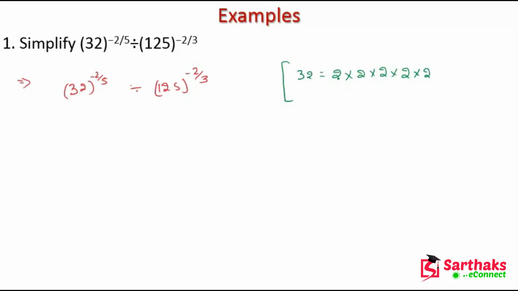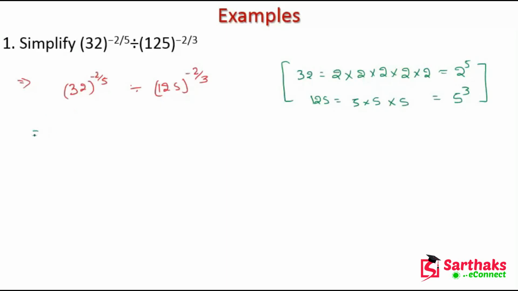Okay, so if you multiply, 2 into 2 is what? 4. 4 into 2 is what? 8. 8 into 2 is 16. And 16 into 2 is 32. It means we can write it as 2 raised to power 5. Okay. And we can write 125 as 5 into 5 into 5. It means this will become 5 raised to power 3. I hope you understand these things.